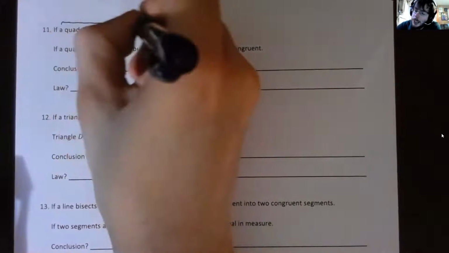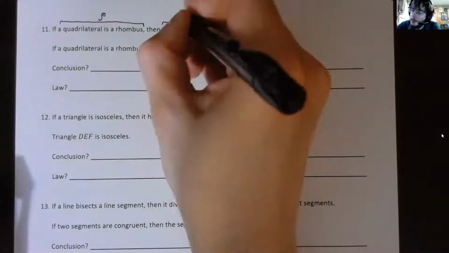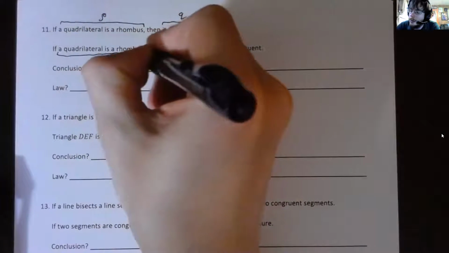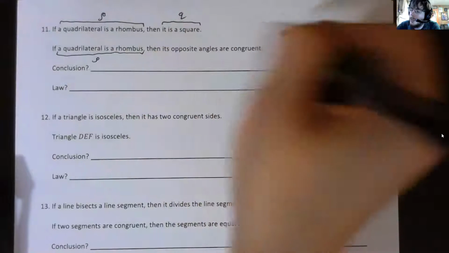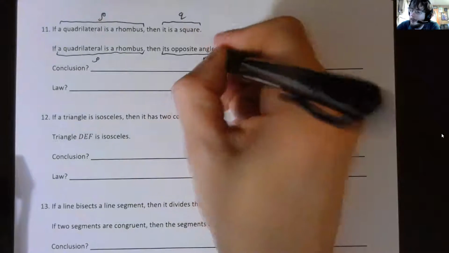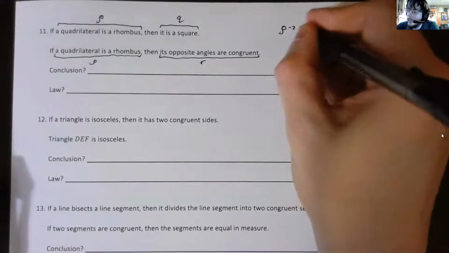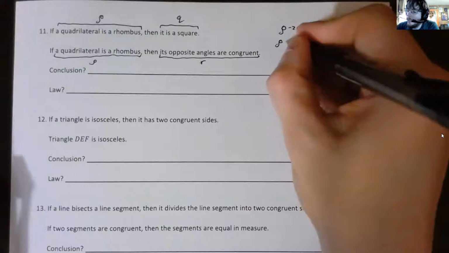Symbolically, we're going to say that a quadrilateral is a rhombus is P. It is a square would be Q. A quadrilateral is a rhombus, well, that's the same thing as P. And then it says its opposite angles are congruent. That's different from the other two, so that would be R. Writing this out in column notation, we get P implies Q and P implies R.